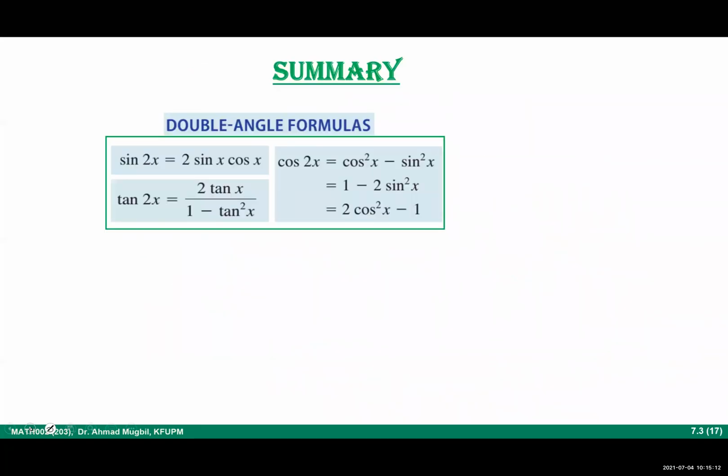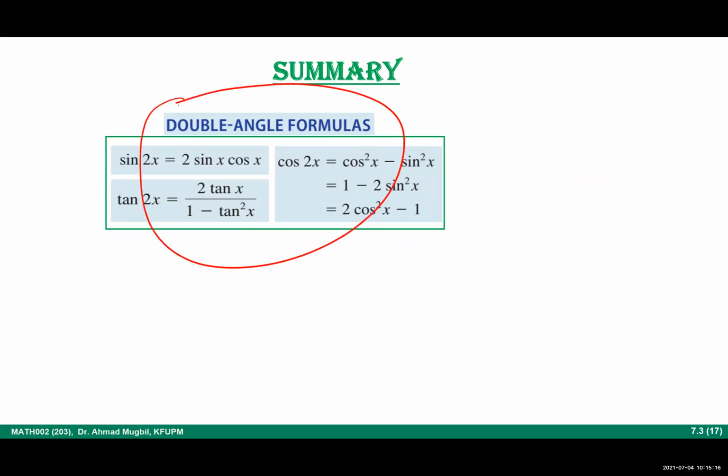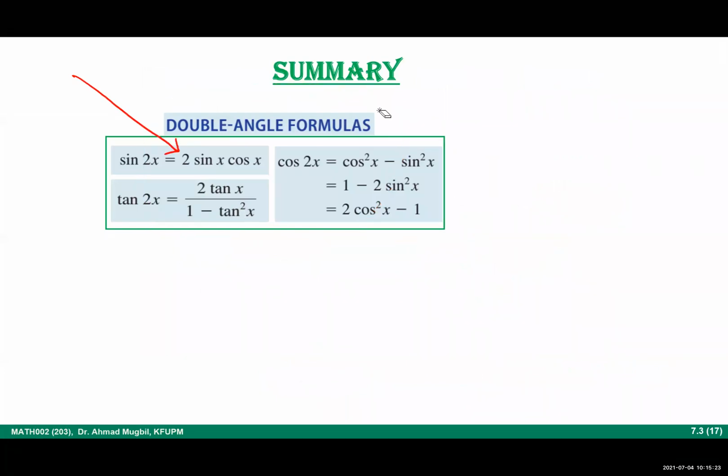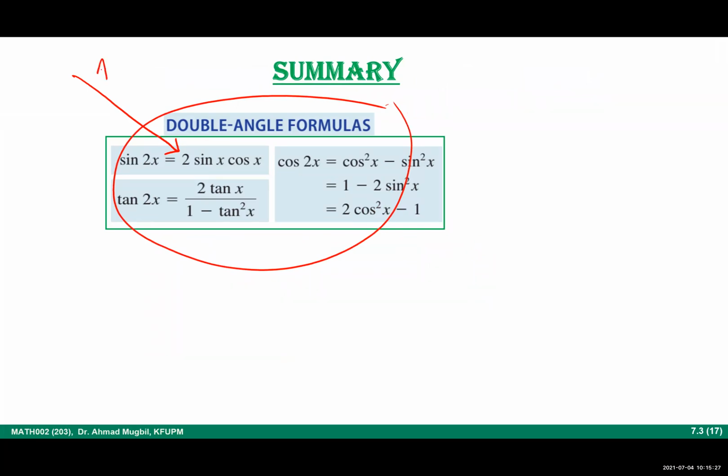We are done, ya shabab. Let's summarize. We started with the double angle formulas. From where do these double angle formulas come, ya shabab? Do you remember? I told you, if you forget them, from where to remember them? From the addition formulas from 7.2, the addition formulas for sine and cosine and tangent.